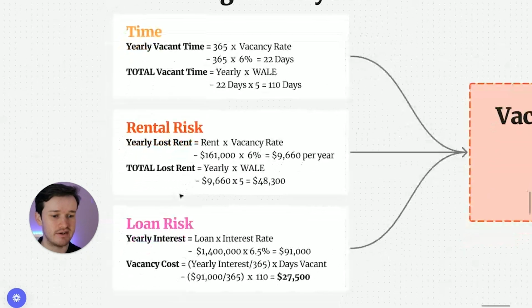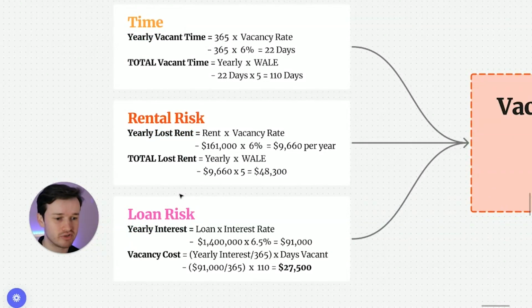So now we've analysed the rental income. What about the loan risk? So we've got that $2 million property. We've got a 30% deposit. So the other 70% is a loan. So that's $1.4 million. We've got an interest rate of 6.5%, which means every year we're paying $91,000 a year in interest. That's just interest only.